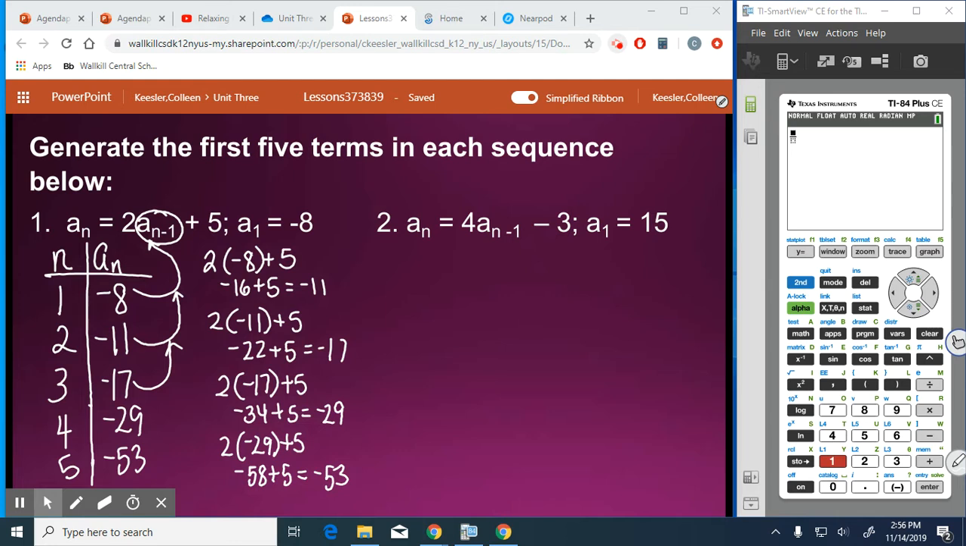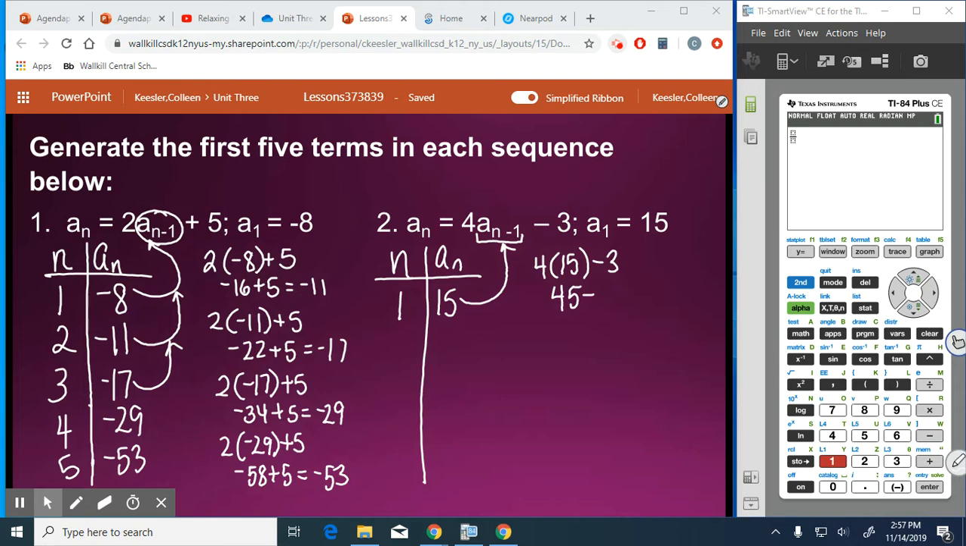All right, so similarly, we have number 2, a of n equals 4 times a of n minus 1 minus 3, where the first term is 15. So again, I have n and I have a of n. First term is 15. So to find the second term, I replace 15 with a of n minus 1. So we have 4 times 15 minus 3, which is 45 minus 3, which is 42. So the second term is 42.